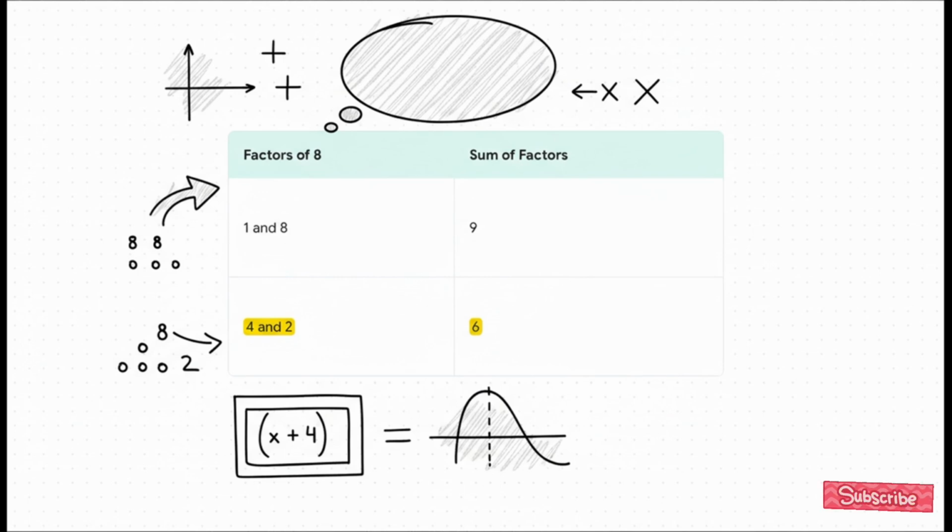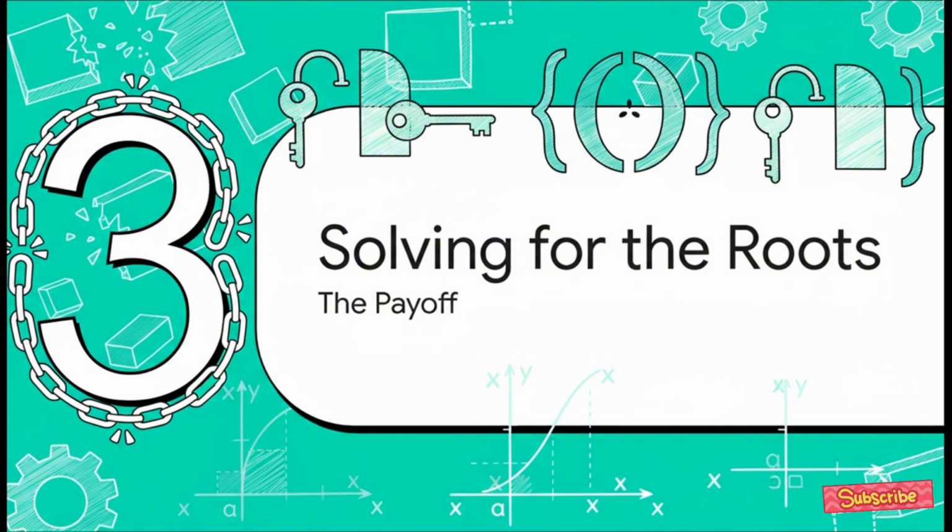That's not a match. So, what else? How about 2 and 4? Let's check. 2 times 4 is 8. Check. And 2 plus 4 is 6. We found them. That's our pair. So our original pieces were x plus 4 and x plus 2. Puzzle solved. So great. We can build them up. We can break them down.